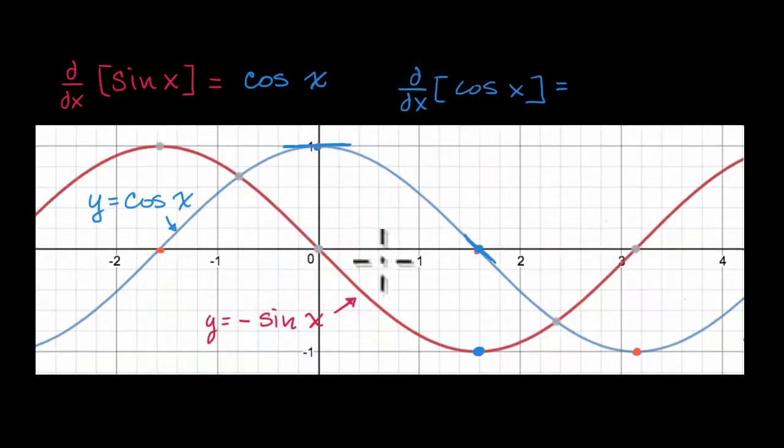So this does seem to coincide. The derivative of cosine of x here looks like negative 1, the slope of the tangent line, and negative sine of this x value is negative 1. Over here, the derivative of cosine of x looks like it is 0, and negative sine of x is indeed 0. So it actually turns out that the derivative of cosine of x is negative sine of x.